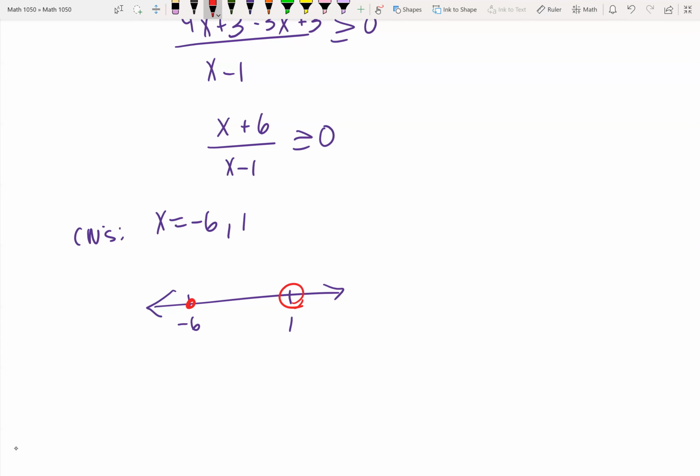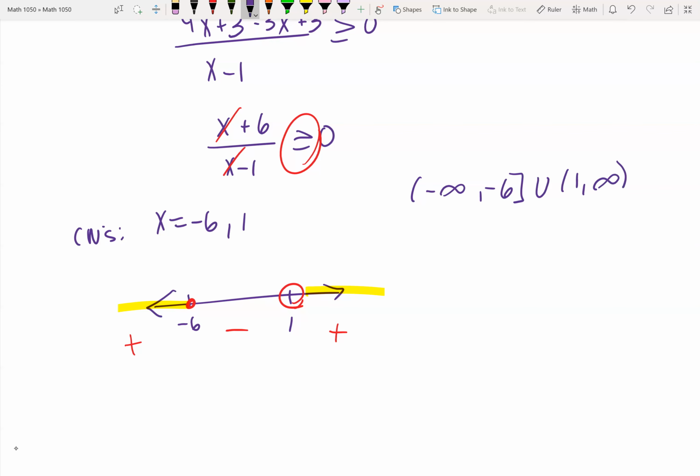I know my signs are going to alternate because nothing's squared. These go away if x is a 0. That gives me a negative. That's the 0 region. I know it's going to alternate, so it looks like that. I'm looking where it's greater than 0. That would be positive, so it's there and there. So my answer in interval form is negative infinity to negative 6 with a bracket, union 1 to infinity. If you forget the union, you're going to miss a lot of points, so make sure you don't do that. Okay?